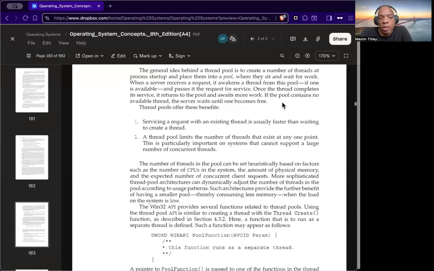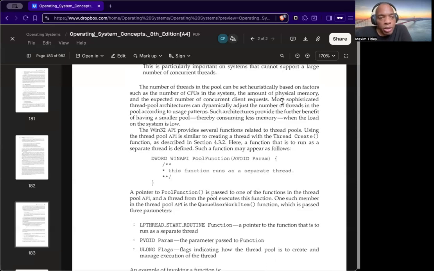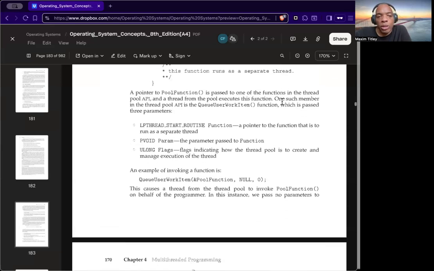Why we have thread pools is so that we can have certain benefits associated with this, such as being able to service requests with existing threads, right? That's better than trying to create a new thread. It's kind of like when you reallocate memory that was already allocated, knowing that you won't overflow it. And that's easier than trying to see if there is more memory or new memory available. Also, in the case that you have a thread pool, it limits the number of threads that exist at any one point. Usually, thread pools have a size to them, right? So that is a benefit. You can actually know what it is that you're working with.